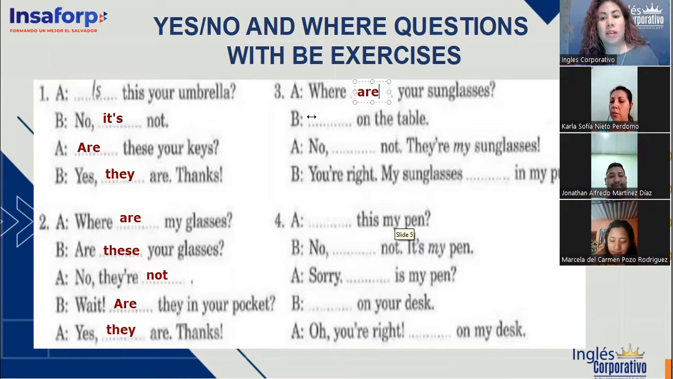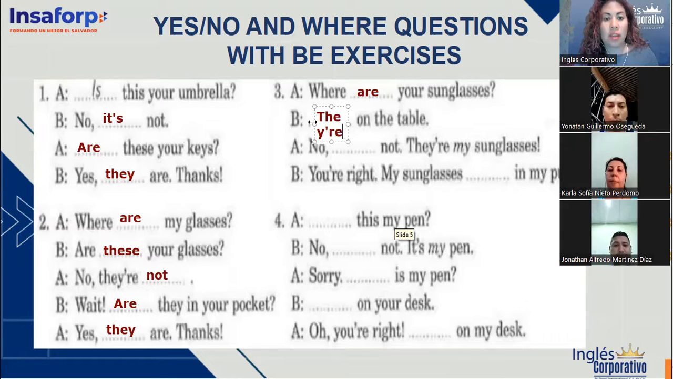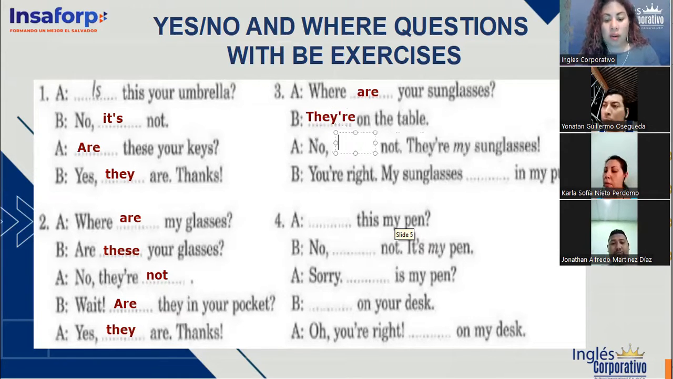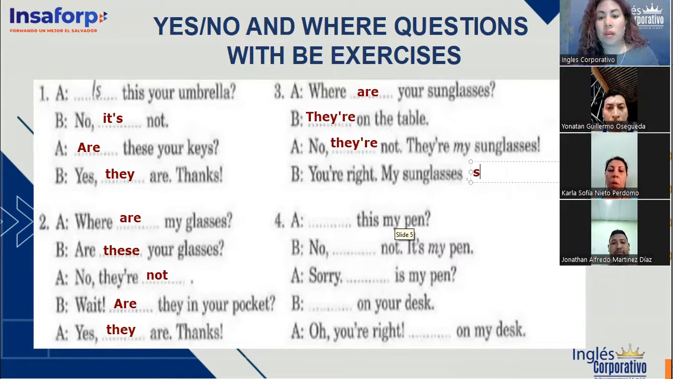Where are your sunglasses? Good. Next. They are on the table. Okay. Right. On the table. No, they're not. They're my sunglasses. You're right. My sunglasses are in my purse. Number four.